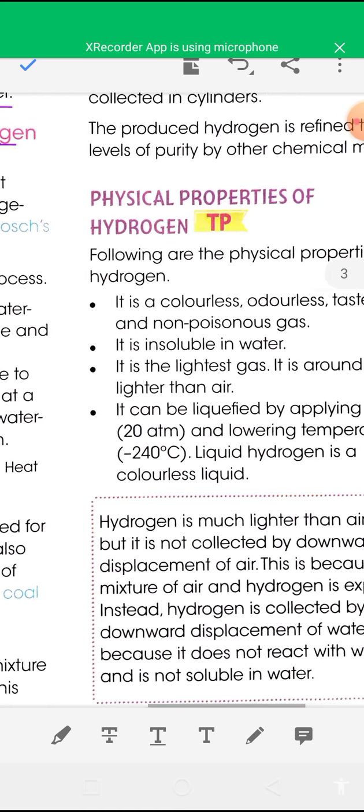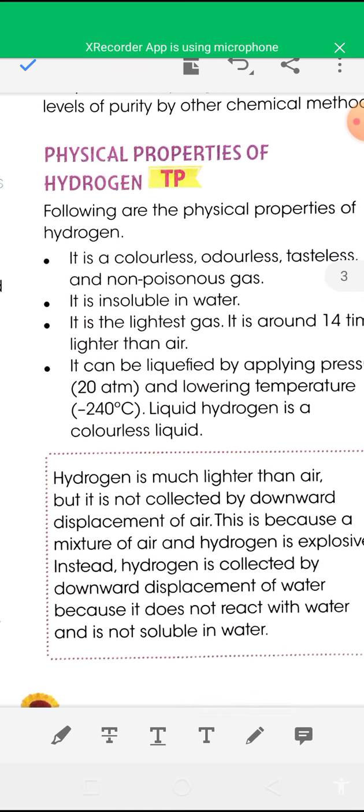Now see, next topic, physical properties of hydrogen. So for preparation of hydrogen, that is preparation by electrolysis and laboratory preparation, these two preparations you have to read. Industrial preparation is not required for your exam. Remember that.